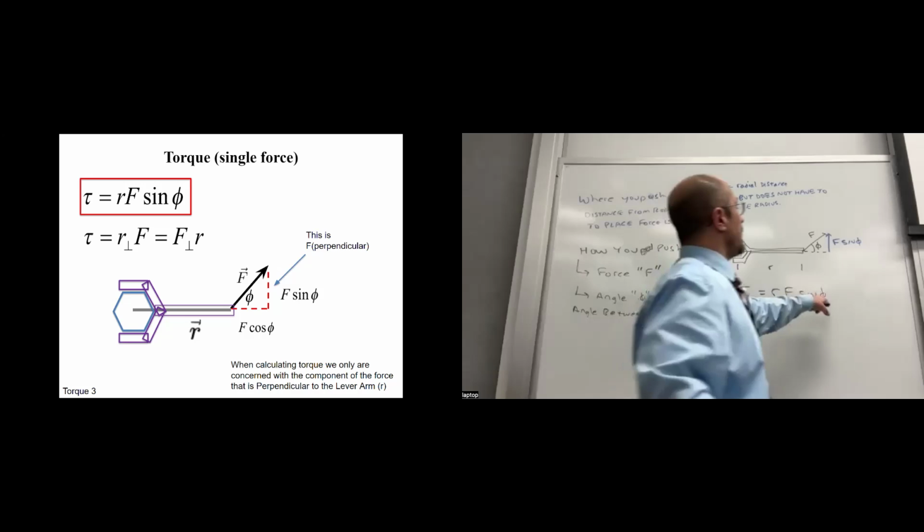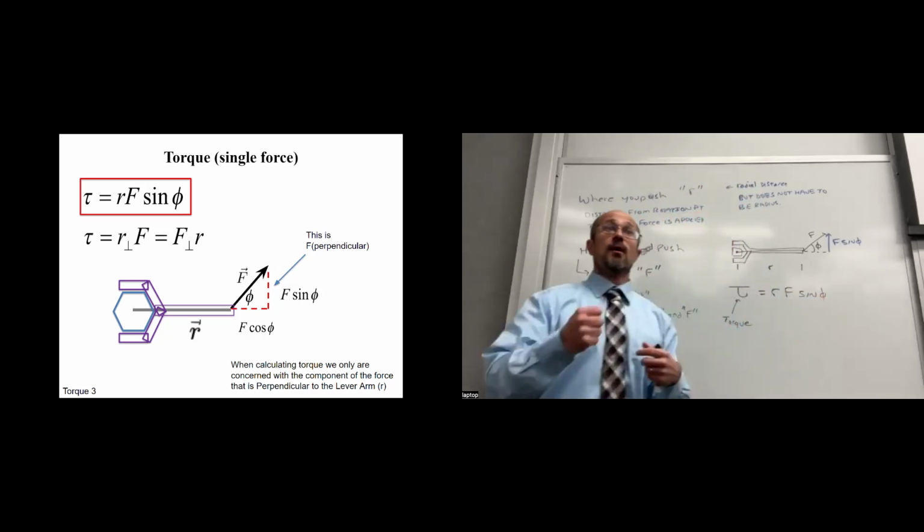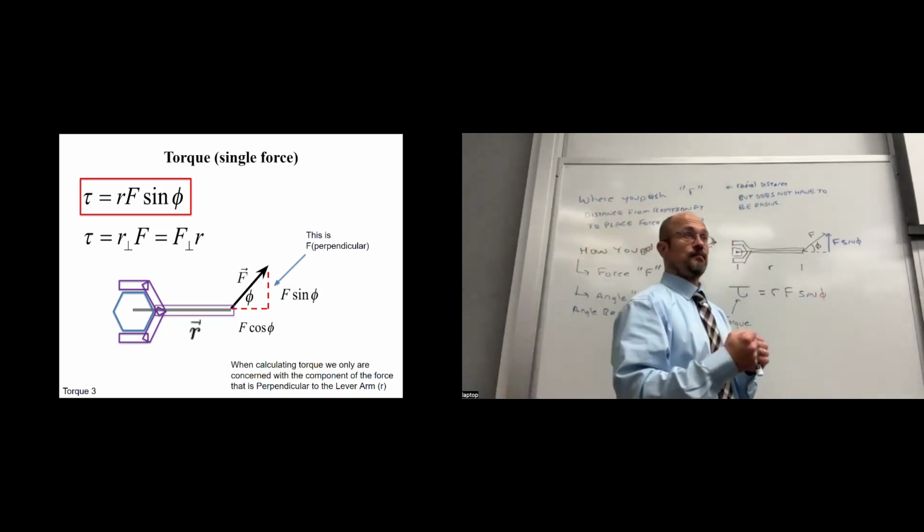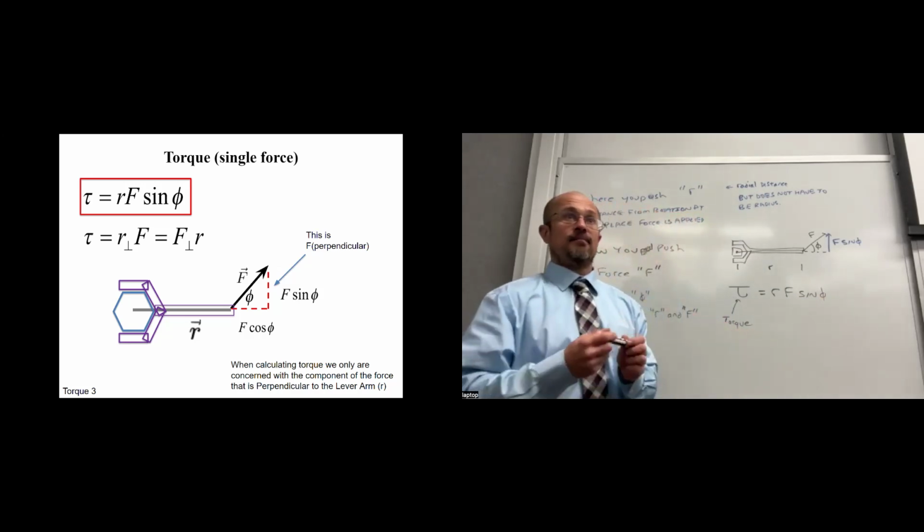So sine of 90 is 1. Right angles get the most out of the application. Is everyone okay with that?